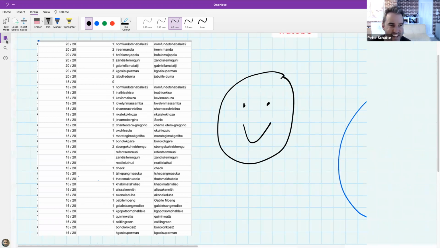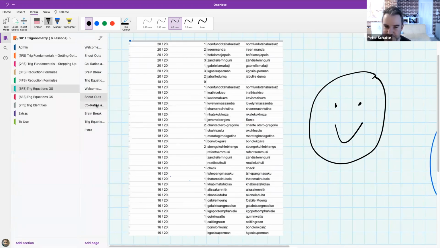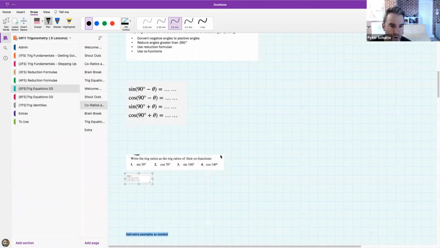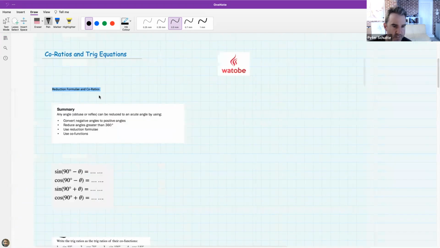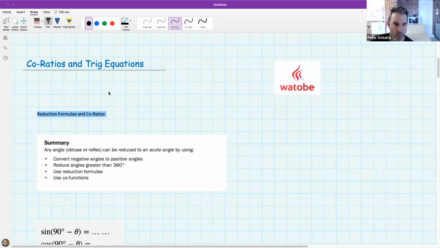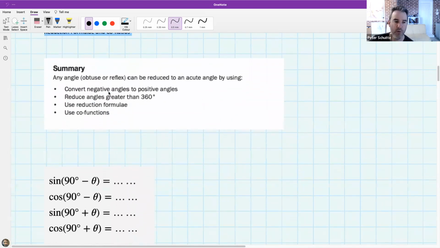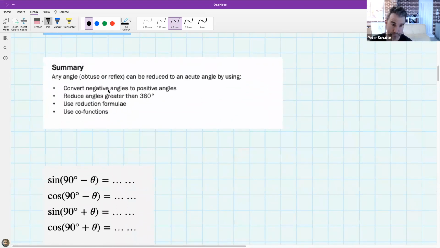Now, today's lesson, we're going to start by having a quick overview of what we do when we reduce trig expressions from big angles to smaller angles. We have a couple of different ways we can do this. One is to convert negative angles to positive angles. We can reduce angles greater than 360. We can use the reduction formula, and we can use cofunctions.